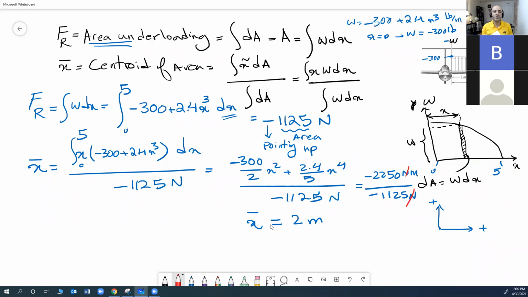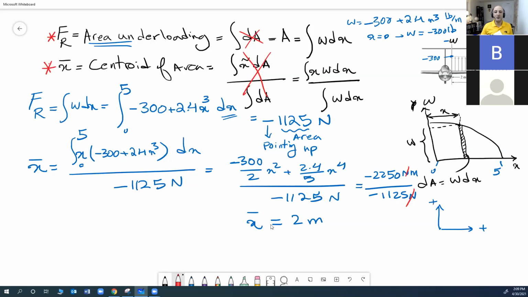So it's important to, first of all, I hate to use the word memorize. It's more learn, okay? Don't memorize these. Learn them. That, hey, FR is the same as area under the load, and X bar is where the center of this area is. Once you do that, even if you totally forget these equations, just based on understanding them, you can figure it out and write the equation.